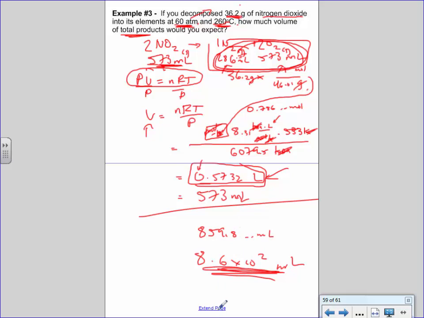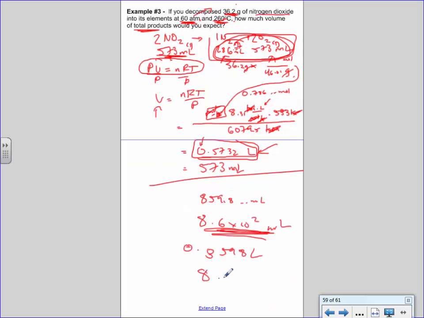If you wanted to, I guess you could have left it as, let's see, this would have been 0.58 liters. So you could have made it 8.6 times 10 to the minus 1 liters. Did you do that? No, I did it your way. I just didn't know why. You could have left it in liters if you wanted. Okay. No, that's a fair question. Any other questions?